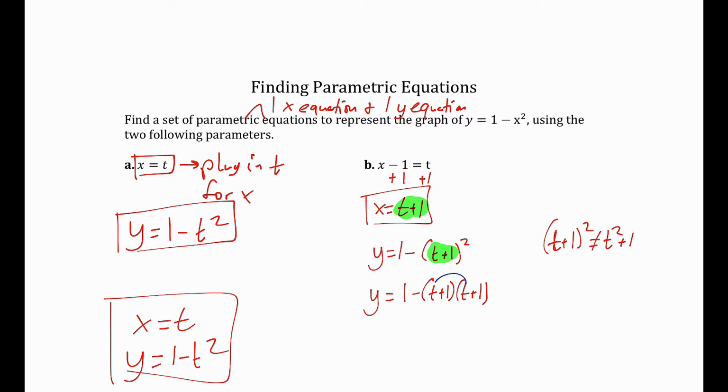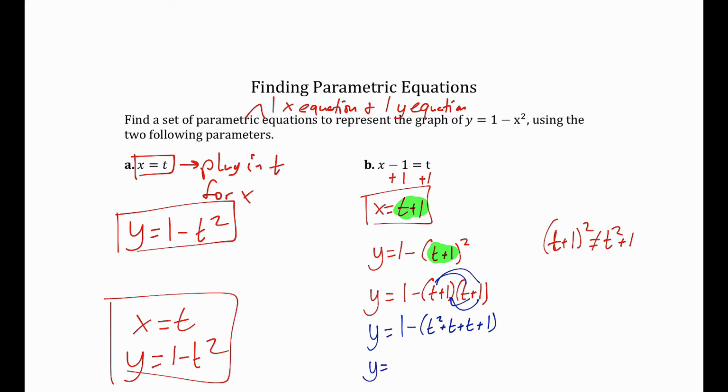So we got t times t. Let me just start writing this out. T times t is t squared. T times 1 is t. 1 times t, also t. 1 times 1 is 1. Now I'm putting that whole group in parentheses because it's 1 minus whatever the result of t plus 1 squared is. So now we have y equals 1 minus, and there's our current format for the result: t squared plus t plus t plus 1.